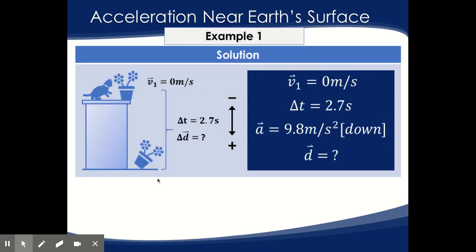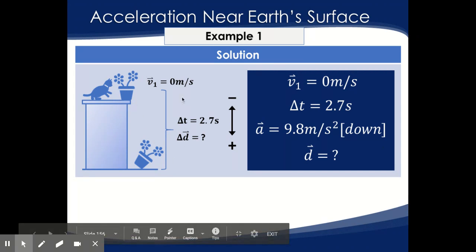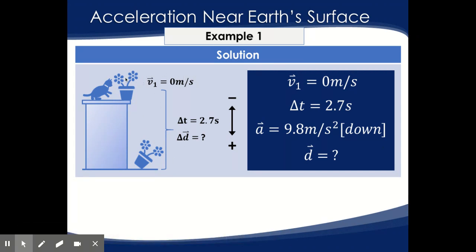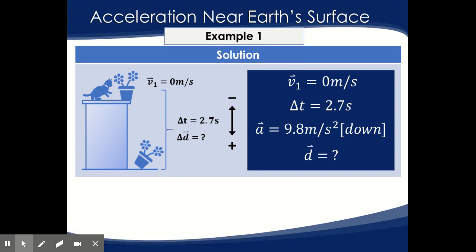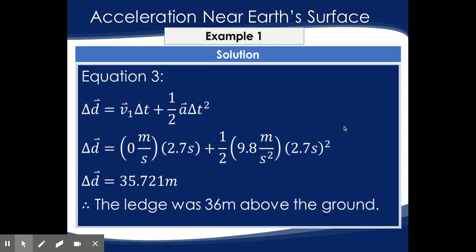Following the same strategy here, we drew a diagram. We have a cat, he knocks it down. The initial velocity was 0 because the pot was sitting still initially. Then the cat pushed it off. It hits the ground, and we don't know what V2 is, but we know that it hits the ground after 2.7 seconds. The acceleration is going to be 9.8 meters per second squared down. Since our positive is designated as down in this case, because it's starting up high and landing at the bottom, you will enter acceleration as 9.8 meters per second squared, not negative in this case.